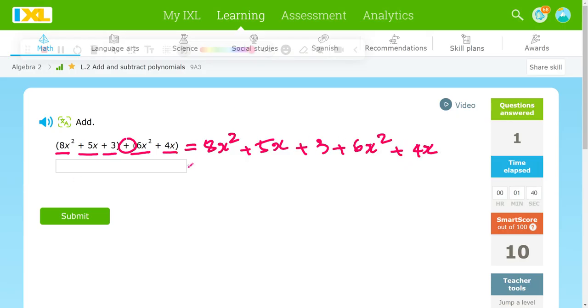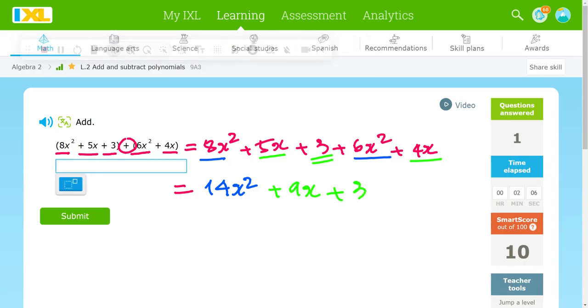Now, the highest power here is x squared, so 8x squared and 6x squared together make 14x squared. Now 5x and 4x together become 9x. And the number 3 stands by itself, so I put the number 3 down. So now I put in the answer box: 14x squared, move the cursor, plus 9x, and then plus 3. Oops, plus 9, I put negative for some reason. Plus 9. Okay. Submit. Voila.